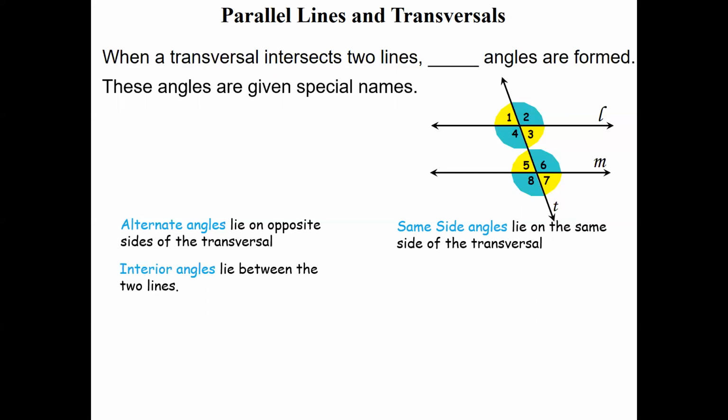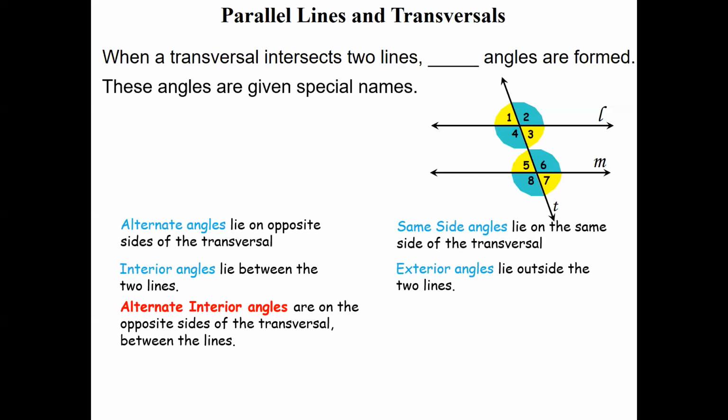Interior angles lie between the two lines. So the interior angles will be angles 4, 3, 5, and 6. All four of those angles are interior. They're inside the two parallel lines. The other option would be your exterior angles. Those have to be outside your parallel lines. So 1, 2, 7, and 8 are exterior angles.